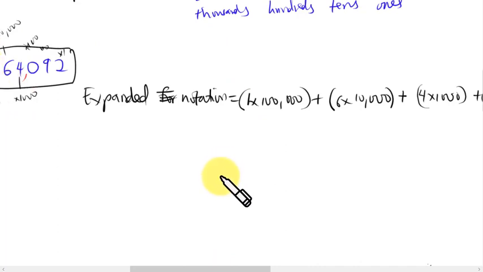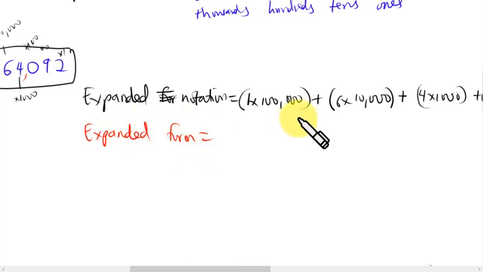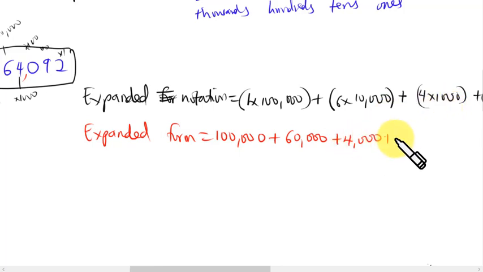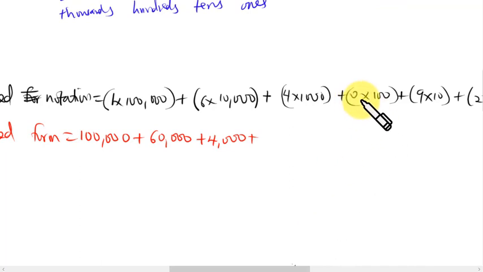Now let us simplify it and get what we mean by the expanded form. So let's write it in expanded form. What we're going to do essentially is to simplify out only the multiplication here. So we have 1 times 100,000, and that's going to be 100,000. We have 6 times 10,000, so that'll be 60,000. Okay. We have 4 times 1,000, that's going to be 4,000. Then we have 0 times 100. Of course, that's going to give us 0. And we have 9 times 10, we have 90, and 2 times 1 is 2.